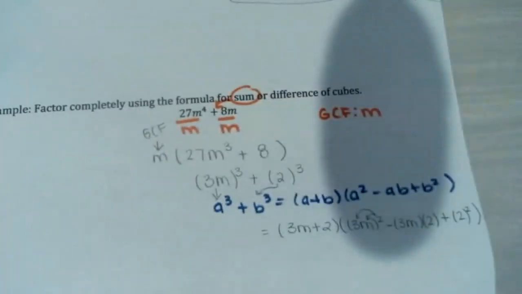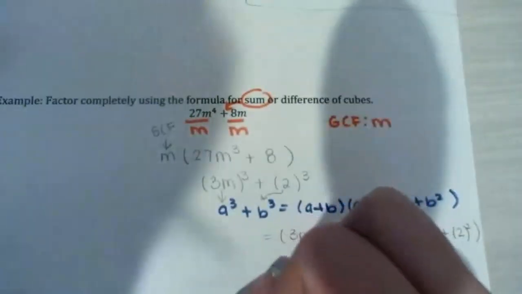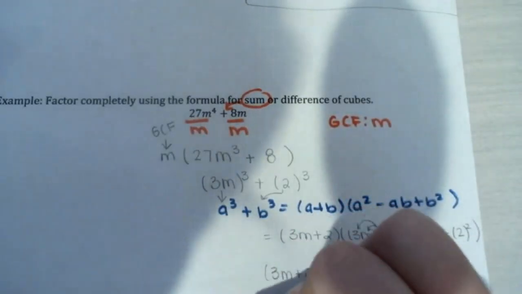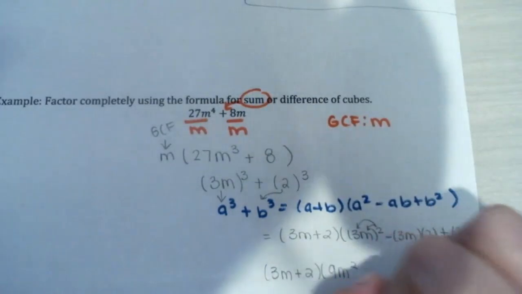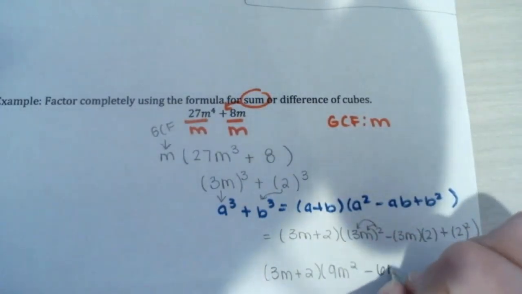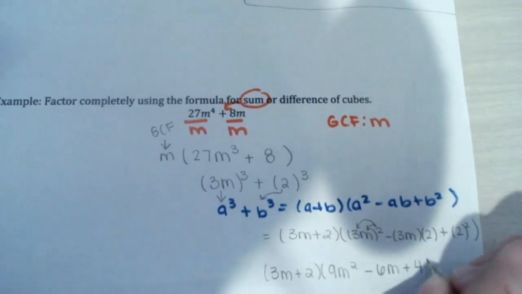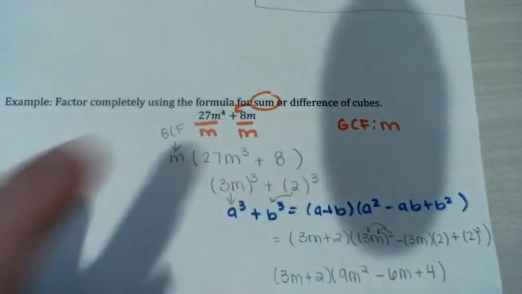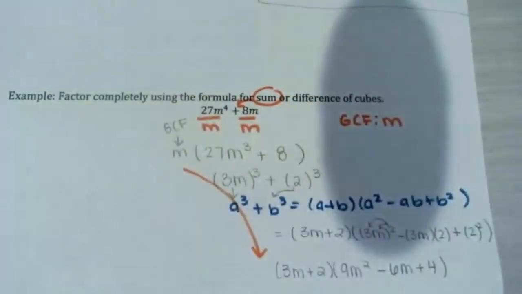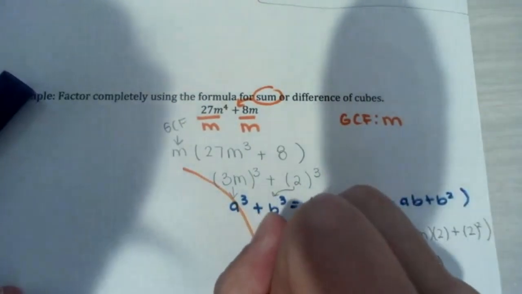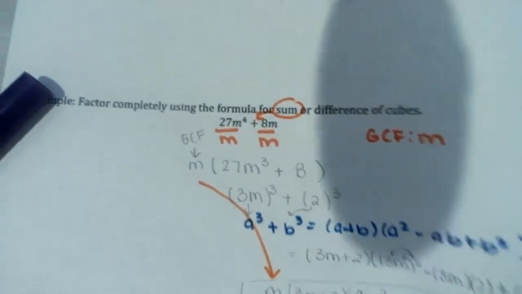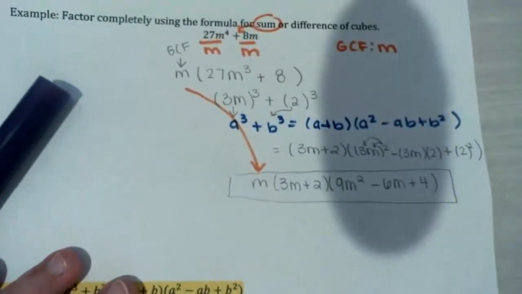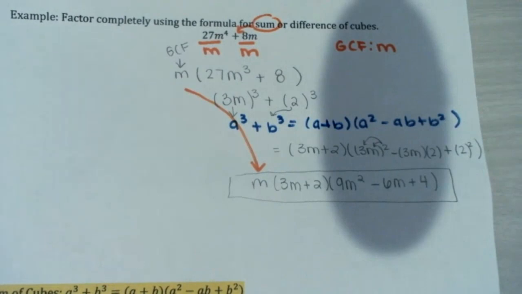So now just kind of making it look nicer. So we have 3m plus 2 times 3m squared, 3m times 3m, which is 9m squared, minus 3m times 2, which is 6m, plus 2 squared, which is 4. But don't forget to bring down, we had that GCF of m. Don't forget to bring down that m out front. And this is our final answer: m times 3m plus 2 times 9m squared minus 6m plus 4.